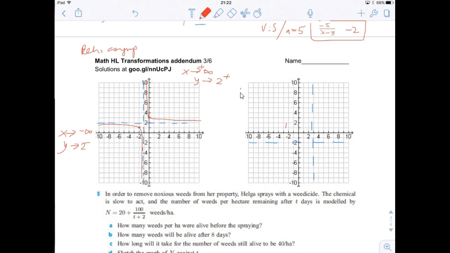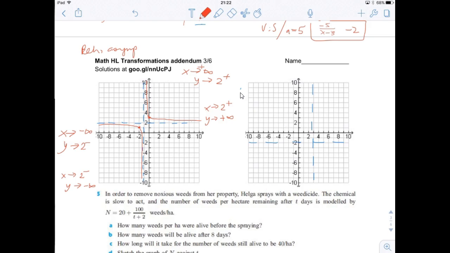Then what about the vertical asymptote? So the vertical asymptote, when x approaches 2 from the left, y approaches negative infinity, right? It's going whoop. And when x approaches 2 from the right, y approaches positive infinity. Okay.